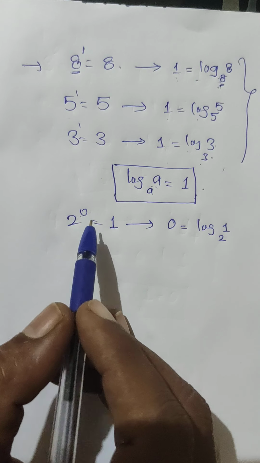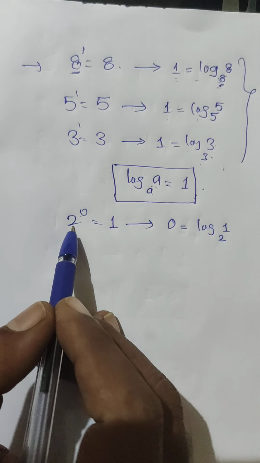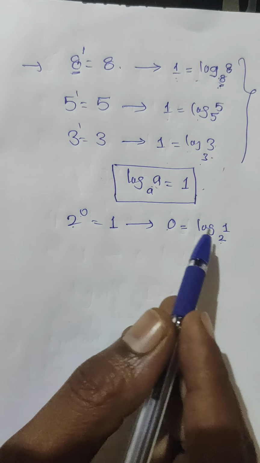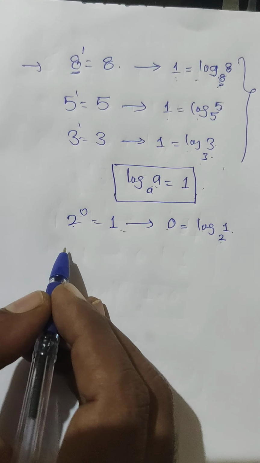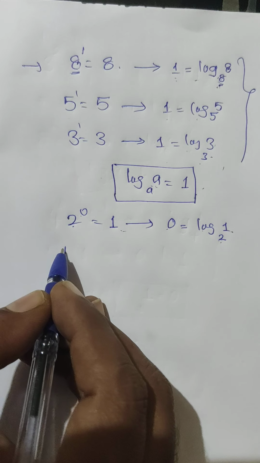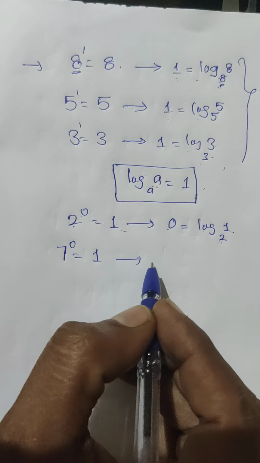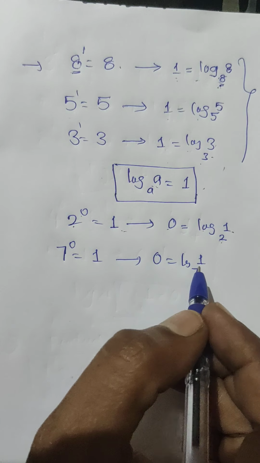Okay, don't forget that the base must be the same. Here the base is 2 and here also the base is 2. Exponent is defined as log base 2 of this number. Another example. 7 power 0 is 1. So convert this into log form. 0 is equal to log 1 to the base 7.